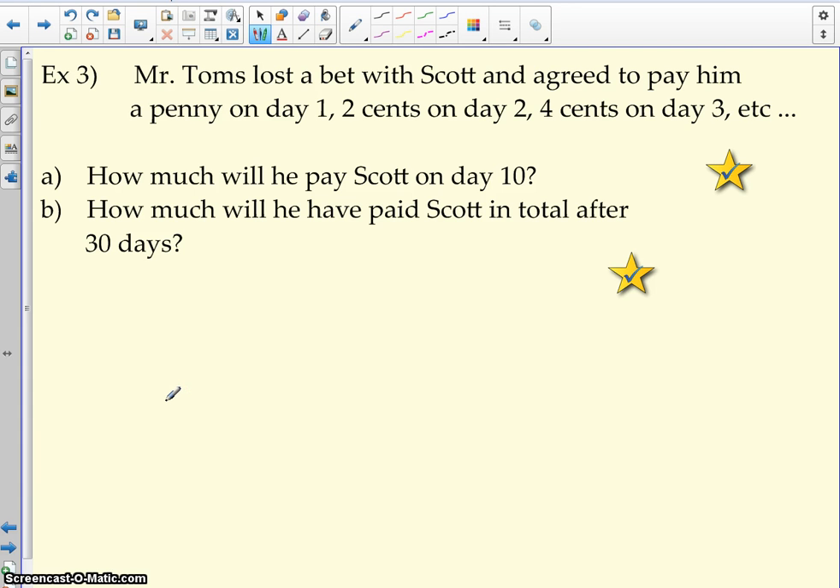Okay, so there's one last example to go through, and it's a word problem. So I lose a bet with Scott, and I agree to pay him a penny or a cent on day 1, 2 cents on day 2, 4 cents on day 3, etc. And I want to know how much I'm going to be paying Scott on day 10, then how much will I have paid him in total after 30 days. So I want you to think about this one, try and set it up, and we'll finish this up in part 2 of the lesson.